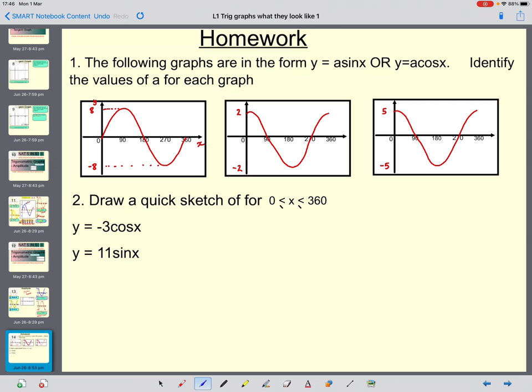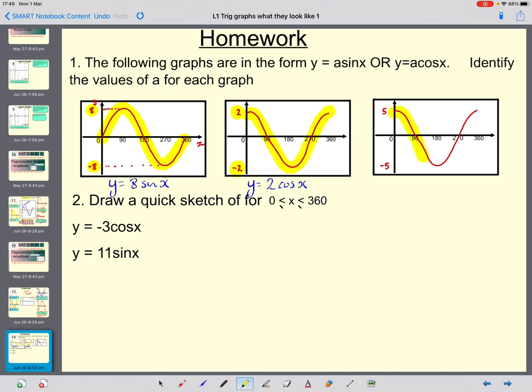So just the following graphs are in the form y equals a sine x or a cos x. Identify the values for a for each of them. So if we did the first one, you have to recognise that it's a sine graph, and the amplitude goes up to 8, down to -8. So it's going to be y equals 8 sine x. Next one, again, you should recognise that it's a cos graph. Goes up to 2, down to -2. So it's just y equals 2 cos x.